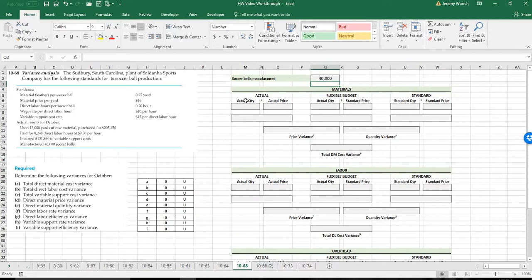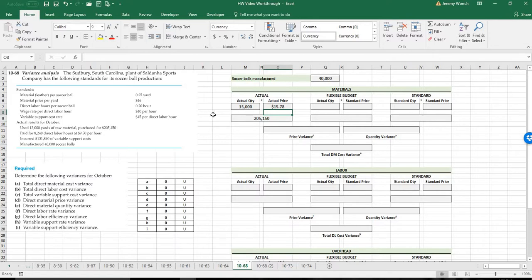So let's start over here with the actual quantity. It says that we actually used 13,000 yards of raw materials, so we can plug that in right here. It also tells us that we paid $205,150 for that material, so that's going to be the total cost right here. To get the actual price, we just take our total and divide it by the quantity. And so the actual price we paid for materials was $15.78.